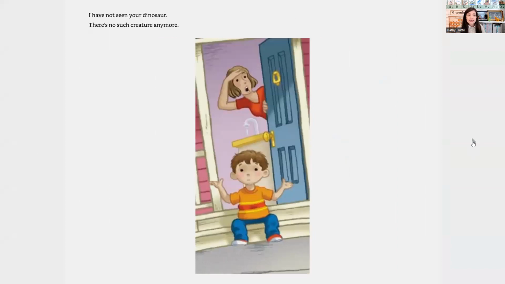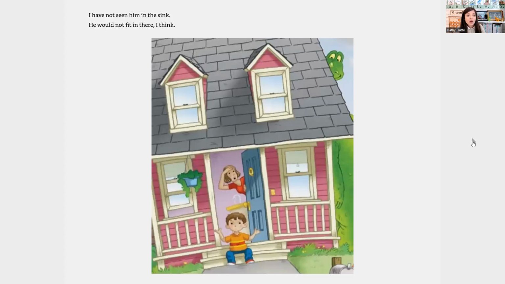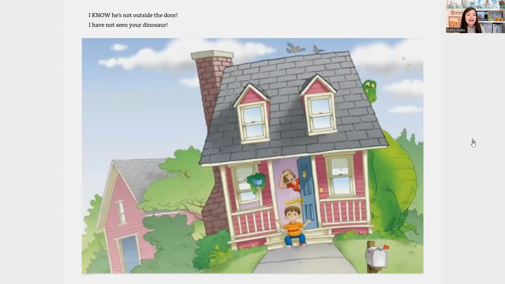I have not seen your dinosaur. There's no such creature anymore. I have not seen him in the sink. He would not fit in there, I think. I know he's not outside the door. I have not seen your dinosaur.